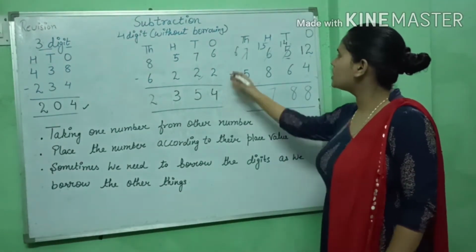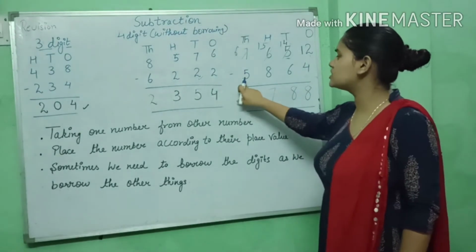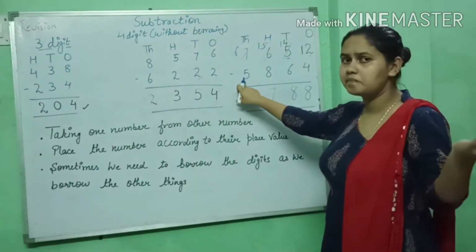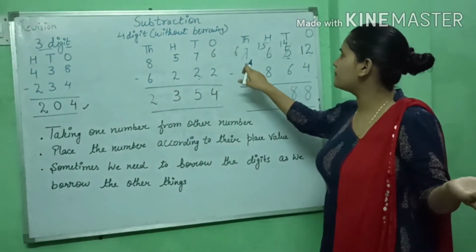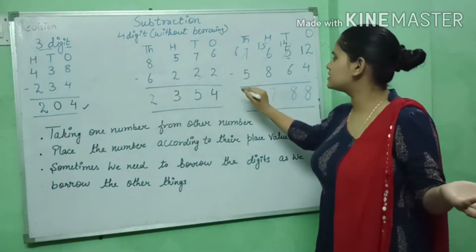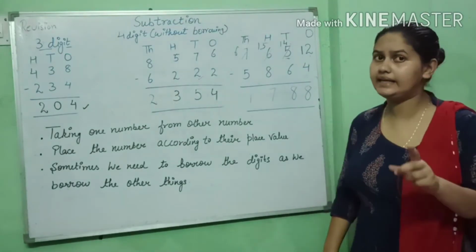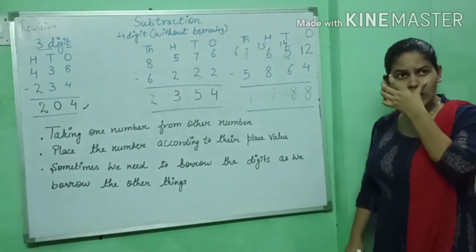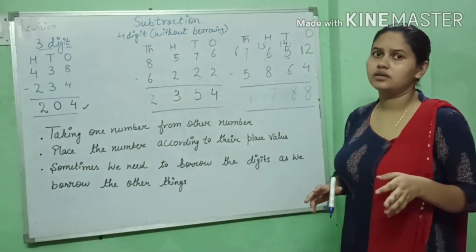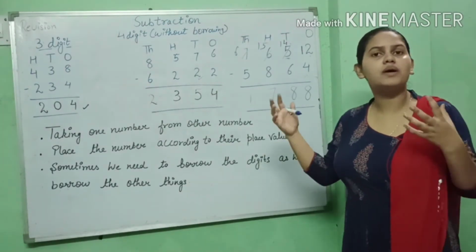7 is left. Now you can see there is 6 and there is 5, which means we can easily subtract them. When we subtract 5 from 6, there will be 1. So your answer is 1788.